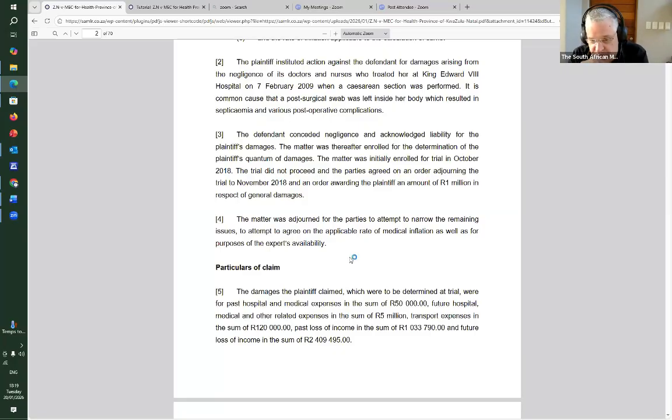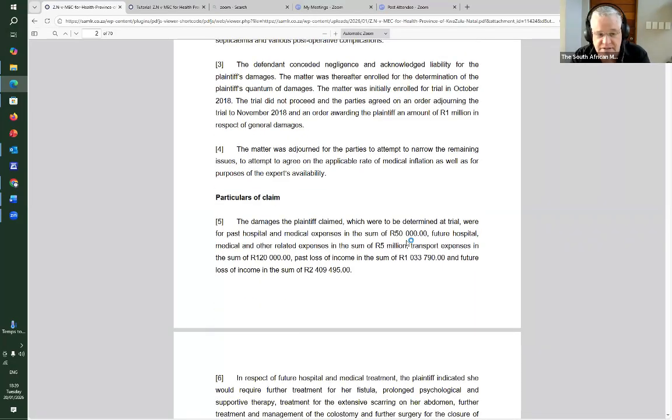And then the parties were adjourned to attempt to narrow the remaining issues. And if you look at the judgment in full, you'll see that becomes relevant to the costs order, that the judge criticizes the plaintiff for not properly narrowing the issues, despite a specific adjournment for that reason. And also in the pretrial proceedings in KZN, we have a particular practice directive, a particular way of narrowing the issues. And at times judges recommended to the plaintiff that they apply their minds to narrowing the issues, which the plaintiff didn't do, and was an important factor in that cost order that we've already looked at. Okay. And then to attempt to agree on the applicable rate of medical inflation, as well as for purposes of the experts' availability.